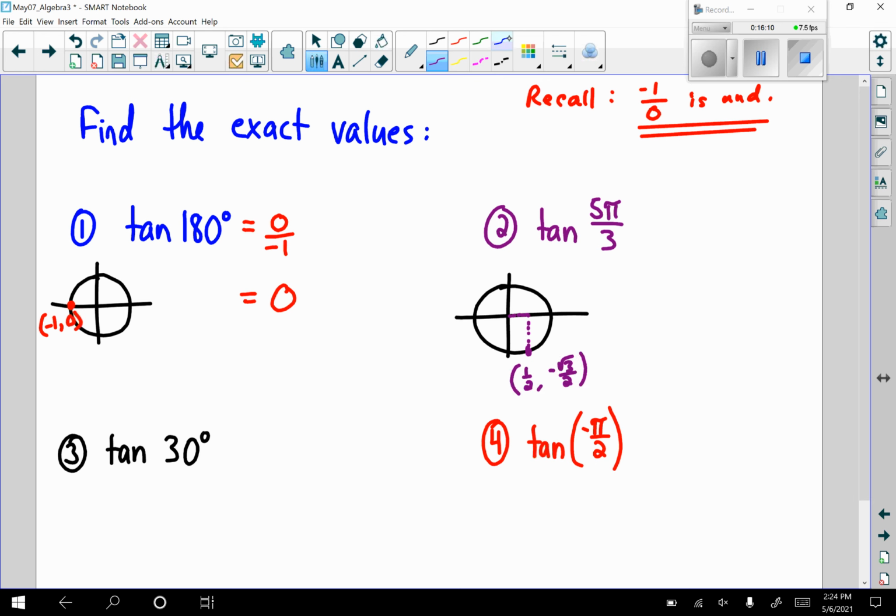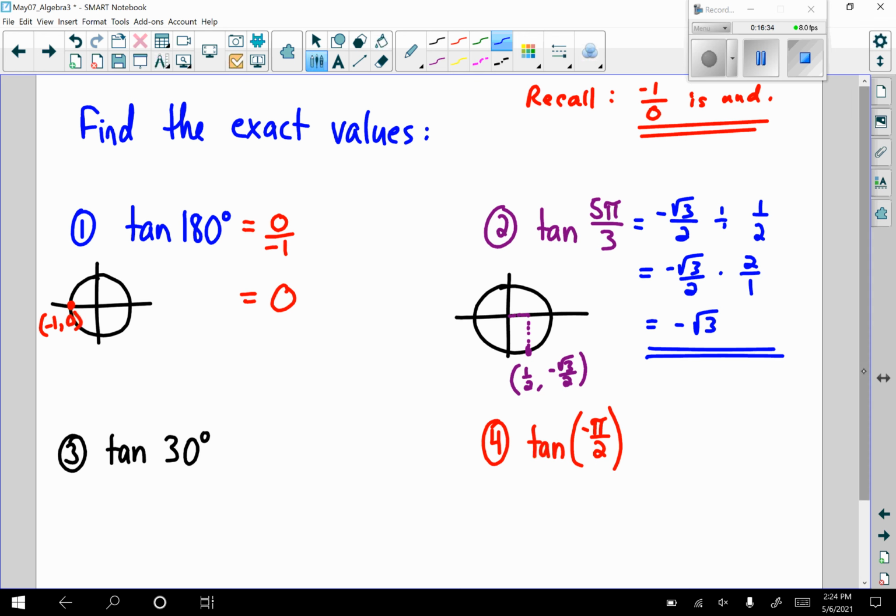So in this case, sine is our second number, negative radical 3 over 2, divided by our first number, so this is sine divided by cosine, and then we multiply by the reciprocal. So negative radical 3 over 2 times 2 over 1, 2's divide out, and we're left with negative radical 3. So with tangent, exact values of tangent, we need to show these steps.